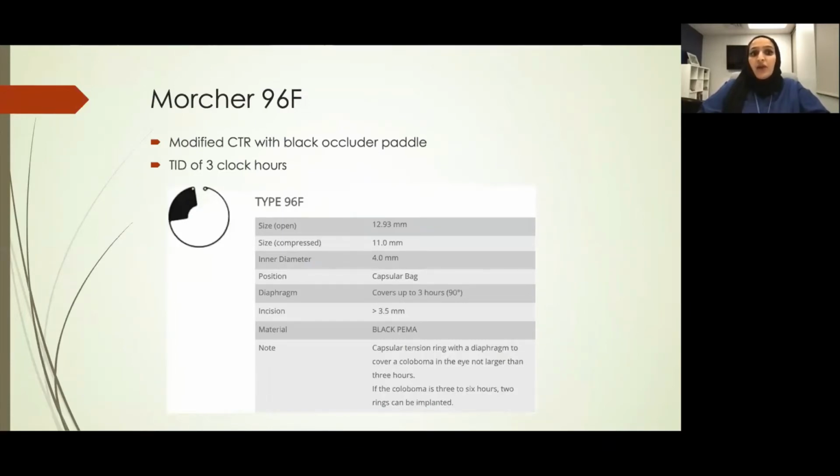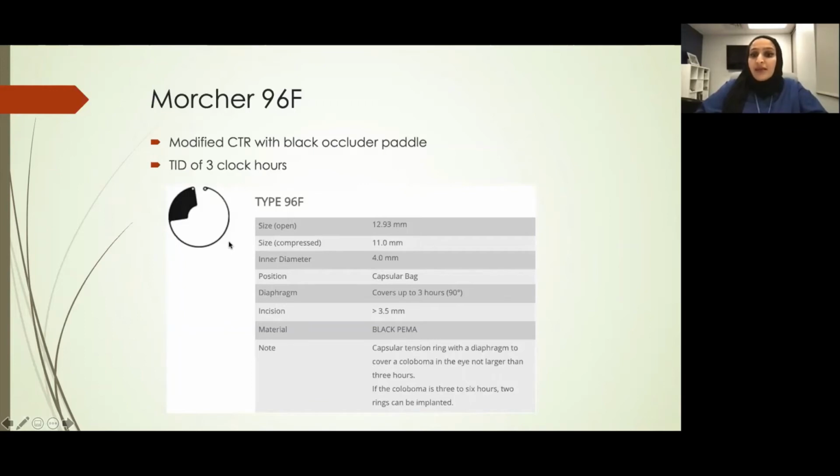First of all, I'm going to talk about Morcher 96F. It's a modified capsular tension ring with a black occluder paddle. It covers up to 3 clock hours. It is very brittle, which is the drawback of this device. It's very brittle because it's made up of PMMA that was irradiated to become black. It's always good to have 2 Morcher 96 if you're planning to do the surgery on the patient in case it breaks, so you have another device on the table.